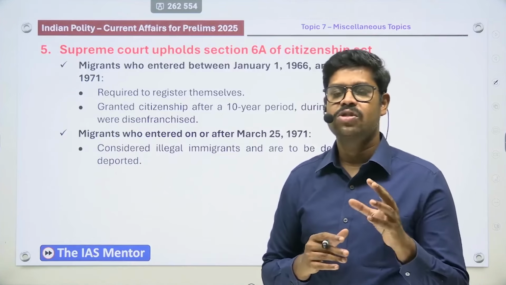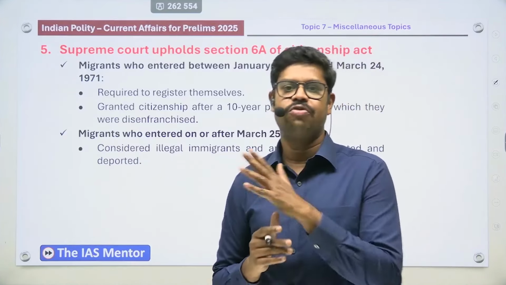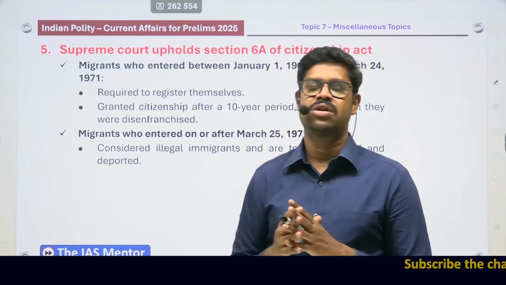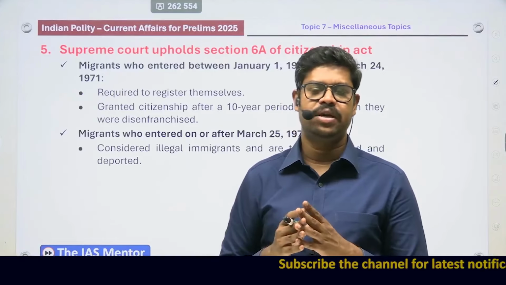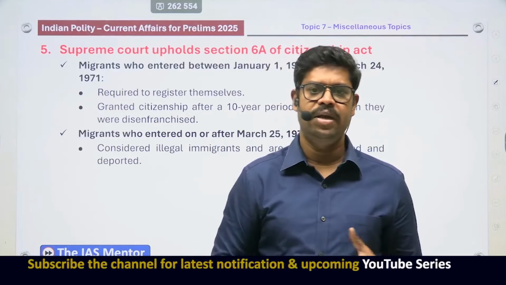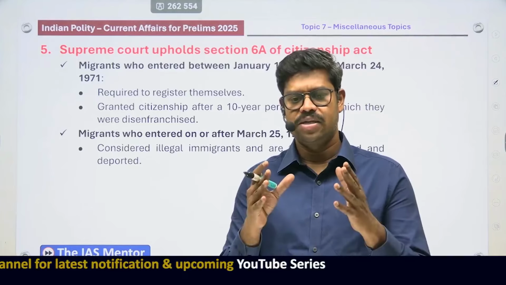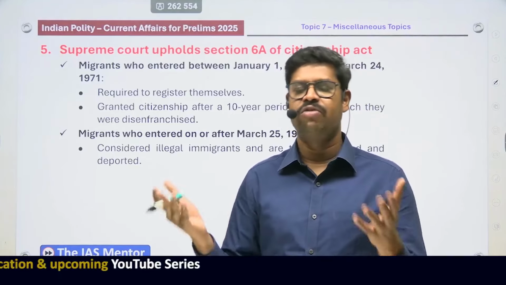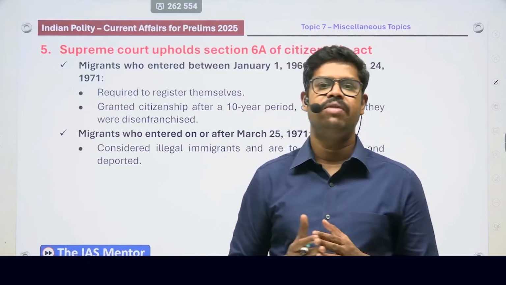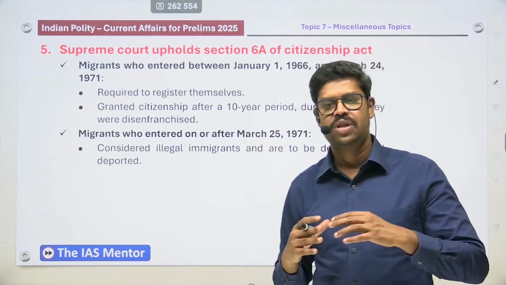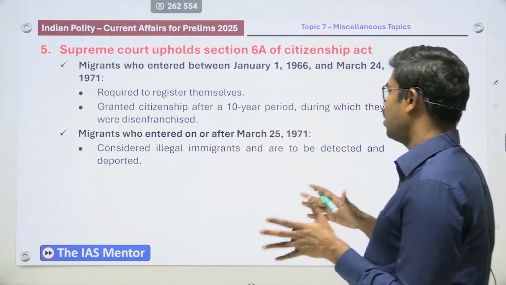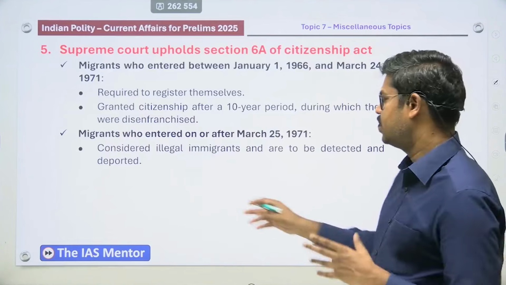However, the law did not allow those people who entered after 24th March 1971, because by that time West Pakistan had launched military operations in East Pakistan, and a lot of people migrated. In fact, it is said that more than 1 million people migrated from Bangladesh into India, and that created a lot of problems for India. The demography of some of the northeastern states started changing. Therefore, these people may not be given citizenship as per this act. They have to be identified and deported back to Bangladesh. So migrants who entered on or after 24th March 1971 are all considered illegal migrants.